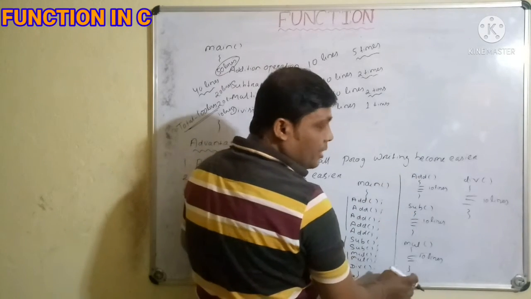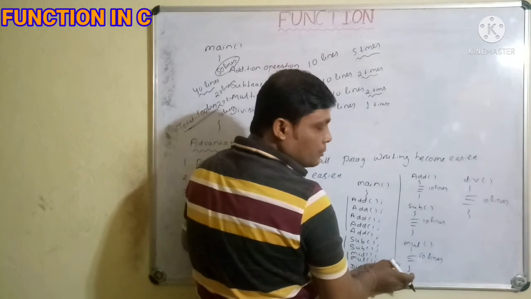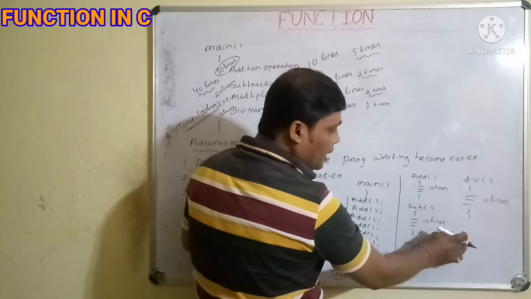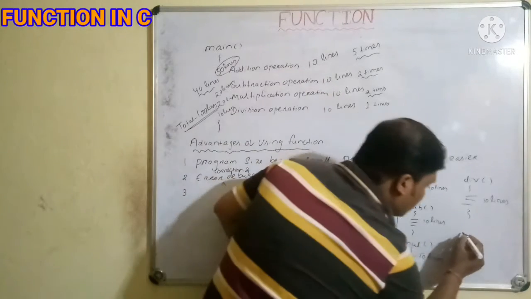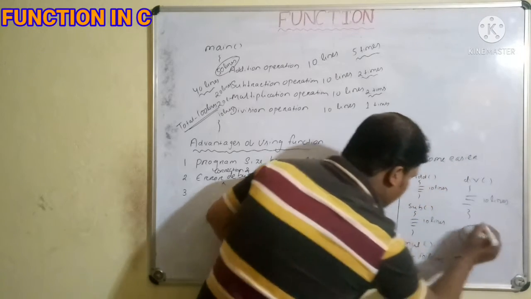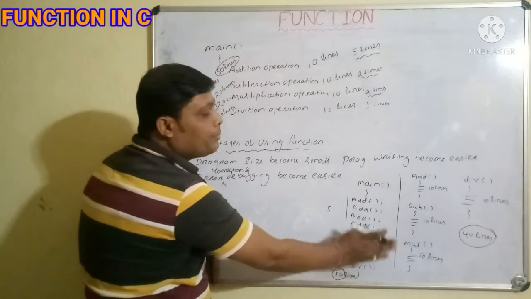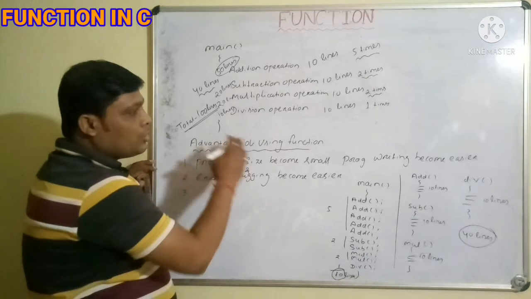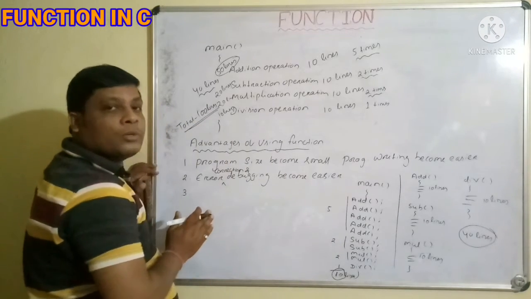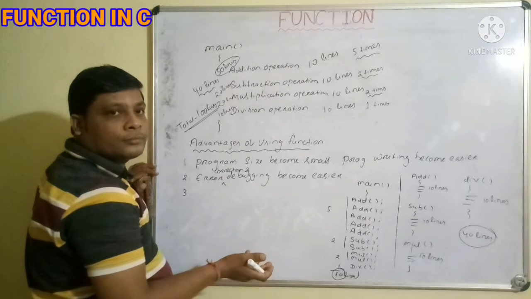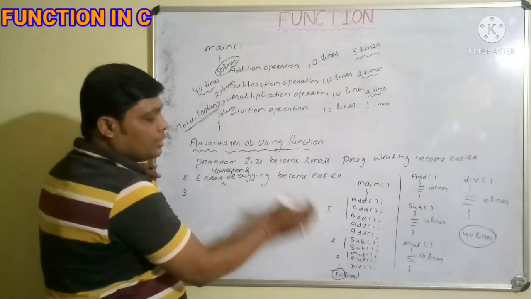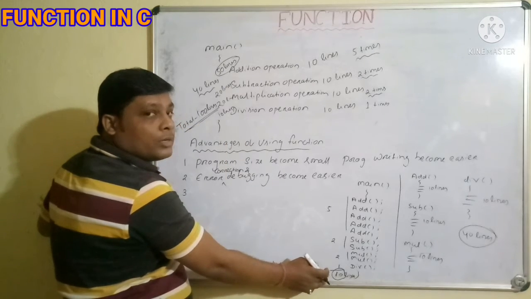Here I have defined all the functions. So this is 10 lines each, so total 40 lines. And this is 10 lines. Total 50 lines. Now you can see and compare, the program size becomes what? Small. There were 100 lines. Here it is what?